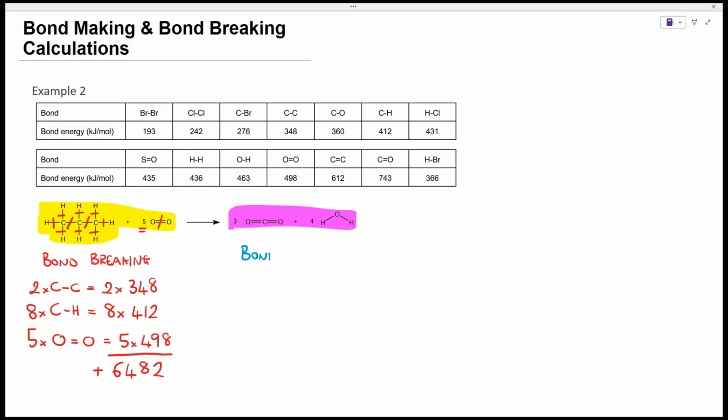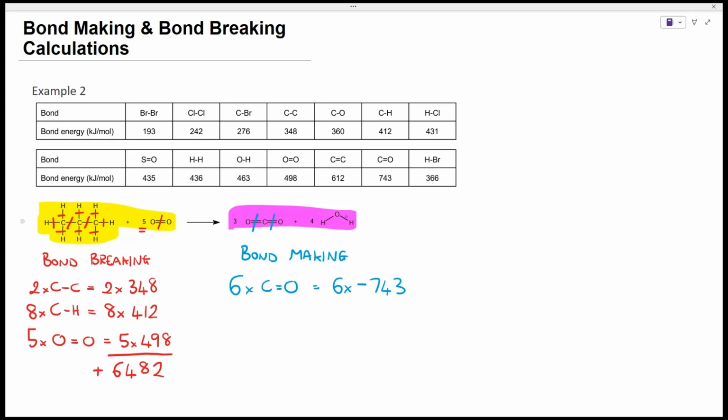So the bond making side is exactly the same process. Add up the number of bonds, but the bonds will all be negative values. So if I've got 3 carbon dioxides, that's going to mean each molecule has got 2 sets of bonds to make. So in total, I've got 6 carbon to oxygen double bonds, which is going to be 6 multiplied by minus 743.